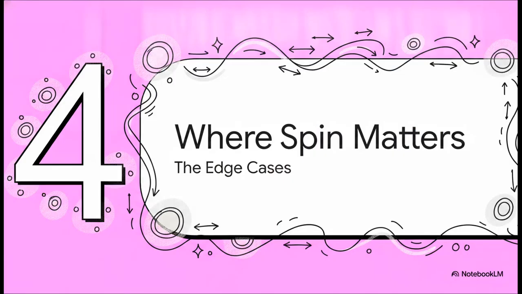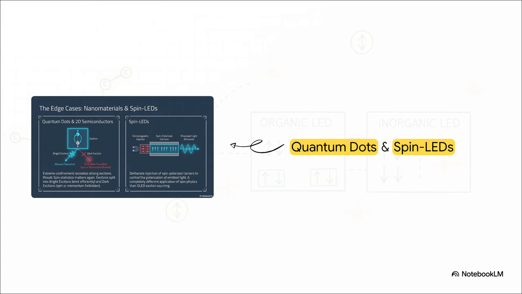Now for part 4, where spin still matters. Because we do have to be precise here. Saying inorganic LEDs bypass the 1 to 3 rule doesn't mean quantum spin just magically disappears from physics entirely. Let's look at a couple of edge cases. Take quantum dots or 2D semiconductors, for example. When you take inorganic materials and subject them to extreme confinement, literally trapping them in tiny nanostructures, they actually start behaving a bit like molecules again. They recreate strong excitons, which split right back into bright excitons that emit efficiently, and dark excitons where emission is forbidden. So spin statistics absolutely matters again there.